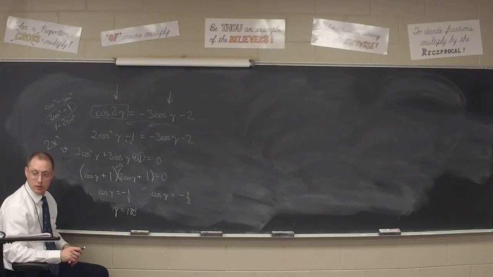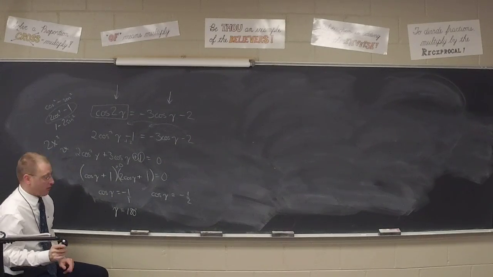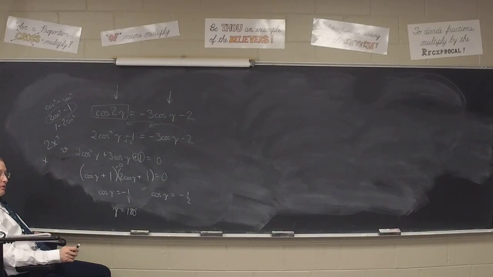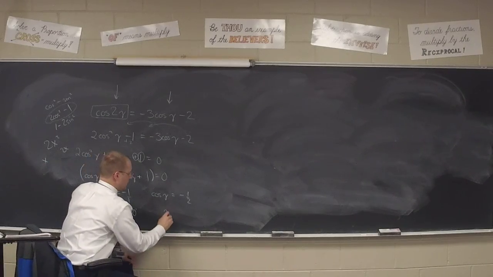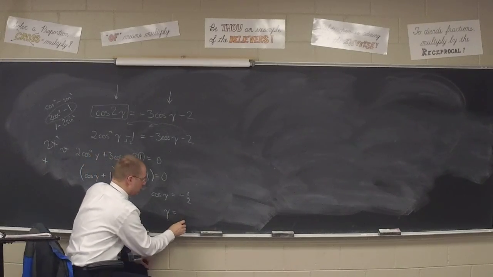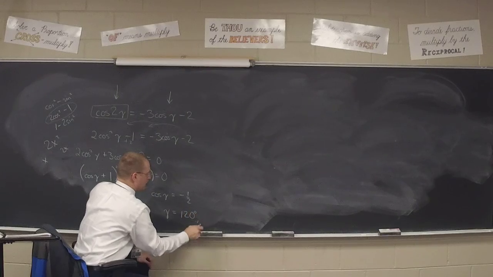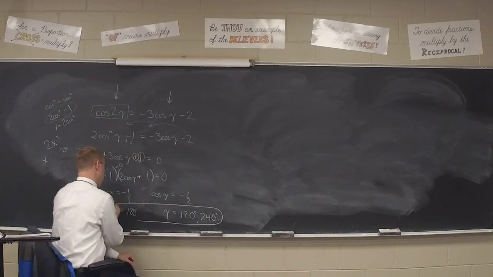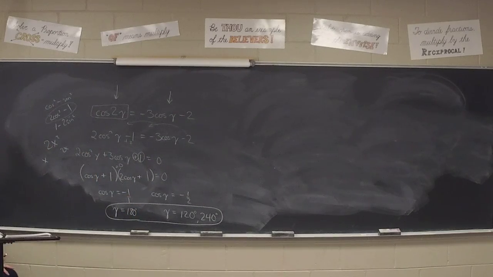Oh, okay. All right, now when does cosine equal 1 over 2 or 1/2? At 60. But it's negative. When is cosine negative? Quadrants 2 and 3. So I need the 2 and 3 forms of 60. 120. And then 240. And there are my answers.